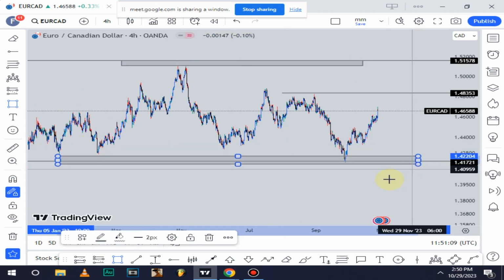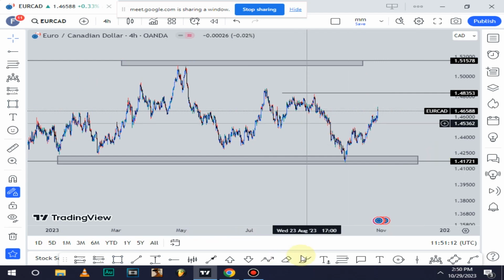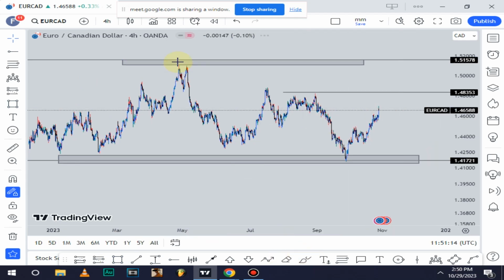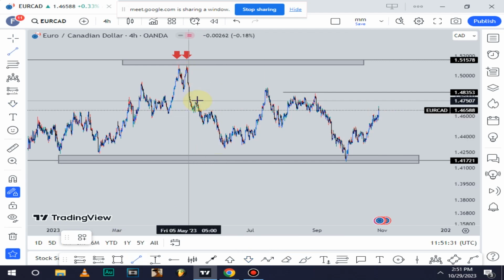That should be our demand zone. So let's continue. We can see that the market sort of gave us a reversal here. Right now we just need to understand what the market did and react to what the market is currently doing. So this was a reversal sign to go down.